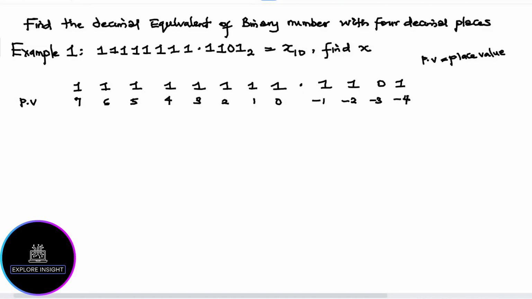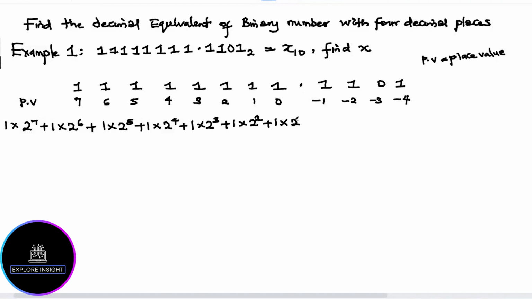Now, if we go through this calculation, we are going to have 1 times 2 raised to the power 7 plus 1 times 2 raised to the power 6 plus 1 times 2 raised to the power 5 plus 1 times 2 raised to the power 4 plus 1 times 2 raised to the power 3 plus 1 times 2 raised to the power 2 plus 1 times 2 raised to the power 1 plus 1 times 2 raised to the power 0, plus, we are considering this area too, 1 times 2 raised to the power -1 plus 1 times 2 raised to the power -2 plus 0 times 2 raised to the power -3 plus 1 times 2 raised to the power -4, according to the place value here.